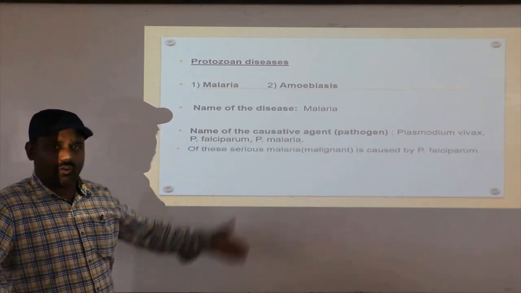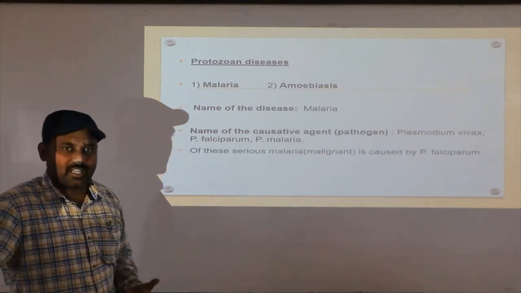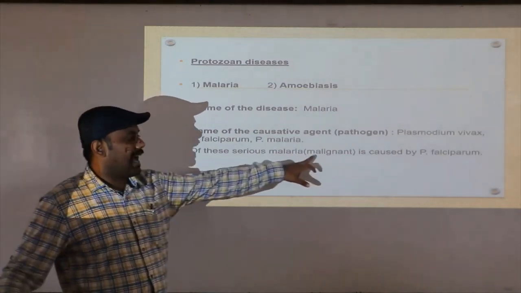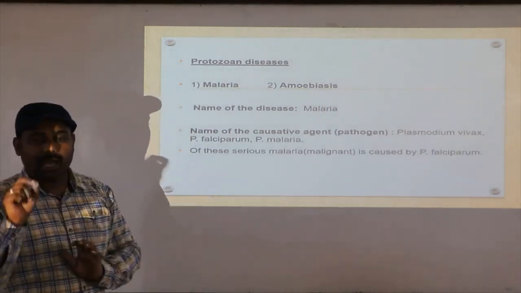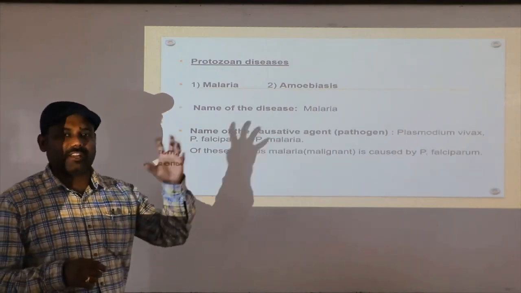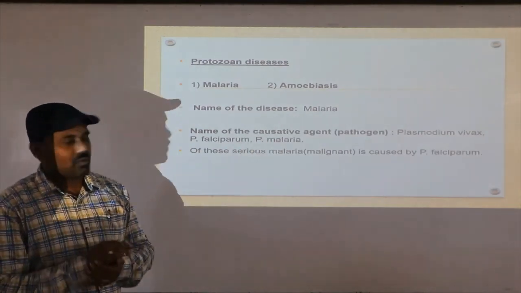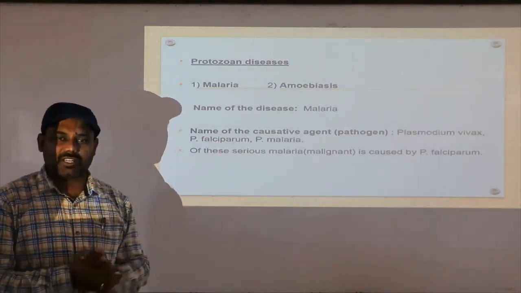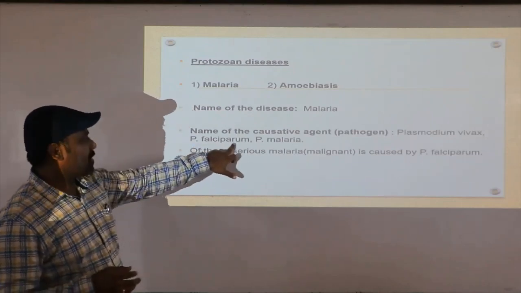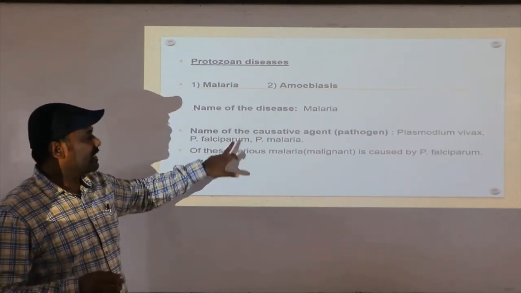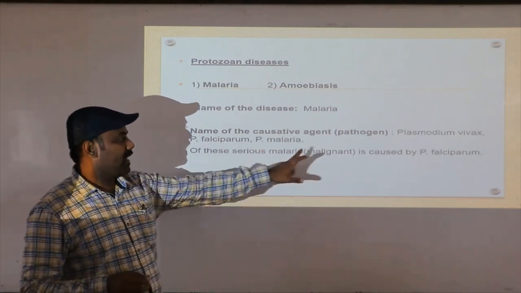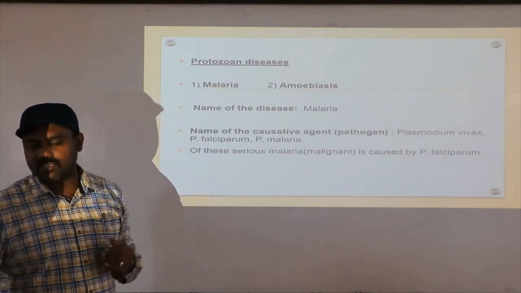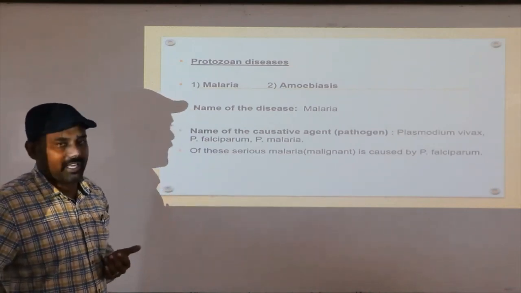Next, out of these 4, in the examination they may ask which is the most dangerous one. Clear? That is called malignant malaria. Do remember, malignant malaria refers to the most severe one. So out of these parasites or pathogens, Plasmodium falciparum is going to cause severe malaria. That is called malignant malaria. It may even lead to death also. So it's considered as severe malaria or malignant malaria.